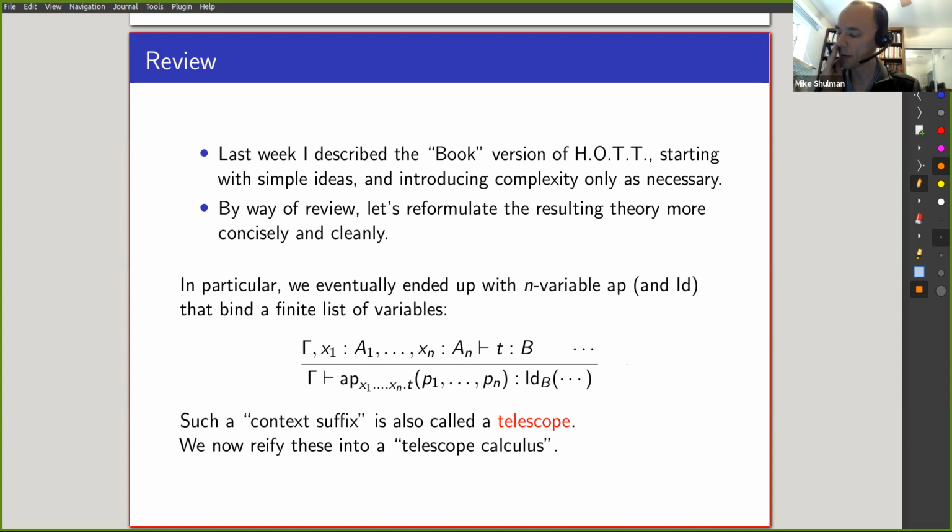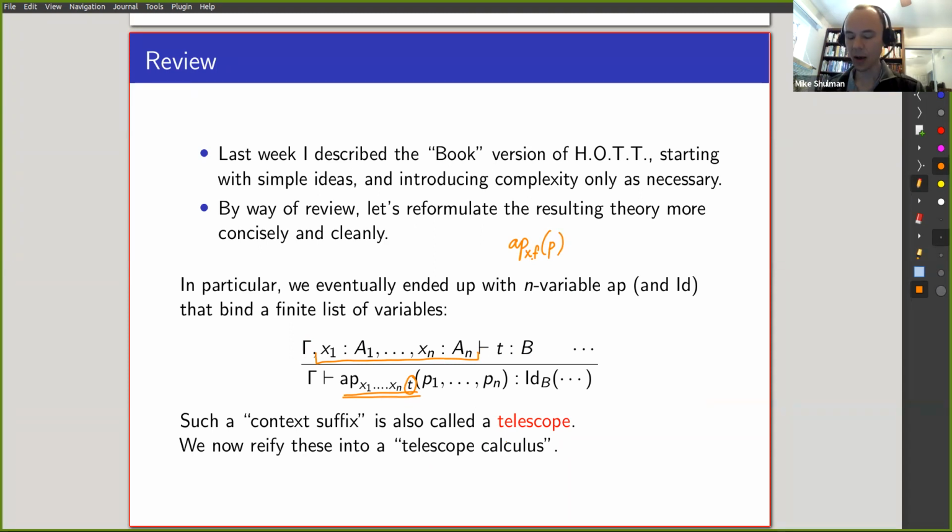A particularly useful way to do that is to pay attention to what happened when we ended up with not just the ordinary app and id and identity types. We started out with this simple notion of app, where we just bind one variable, but then we eventually decided that we needed a more general version of app that can bind multiple variables at once. In that case, the term that those variables are bound in exists in the ambient context gamma, extended by some additional list of variables. So you might call it a context suffix, and a context suffix like that is sometimes called a telescope.